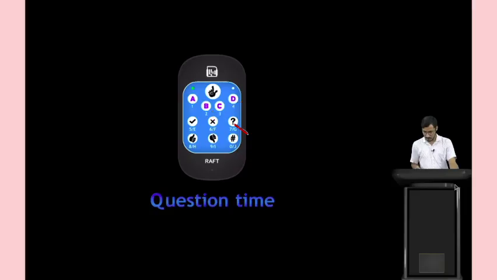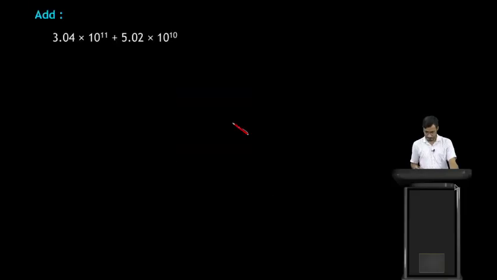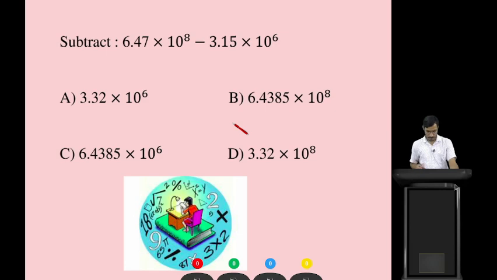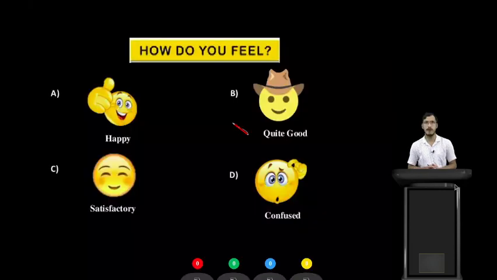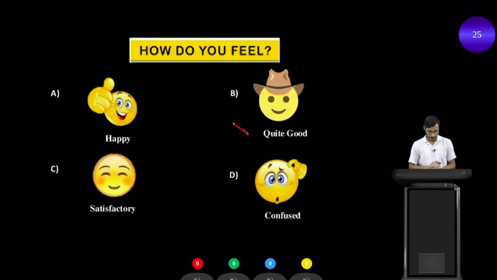Now students, it's a feedback question. How do you feel? I am giving you 25 seconds. Happy, quite good, satisfactory, or confused. Students, today we have discussed the exponential form and scientific notation or standard form. We have learned some properties of exponential form and scientific notation.